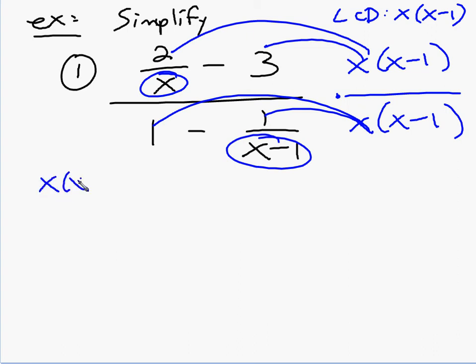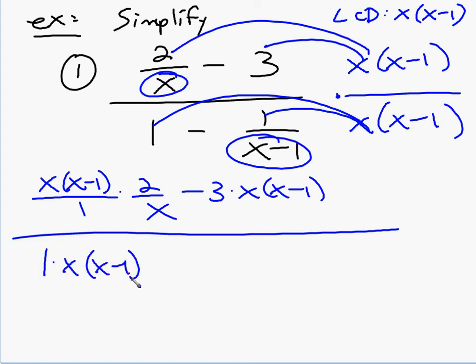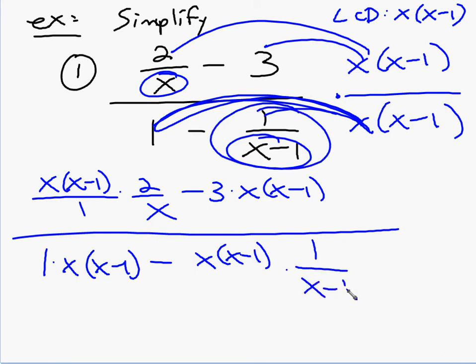x times x minus 1 times 2 over x. Well, remember, this is over 1. Minus 3 times x minus 1, all over 1 times x minus 1. I'm doing it on the bottom now. I'm distributing right here. Minus x times x minus 1 times this fraction, 1 over x minus 1. And again, I need to put that one over 1.